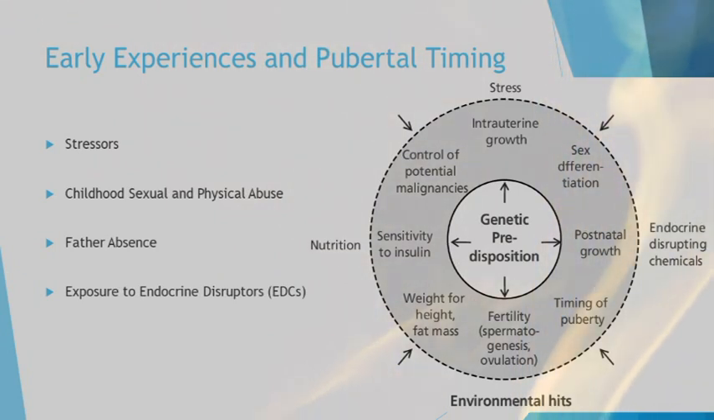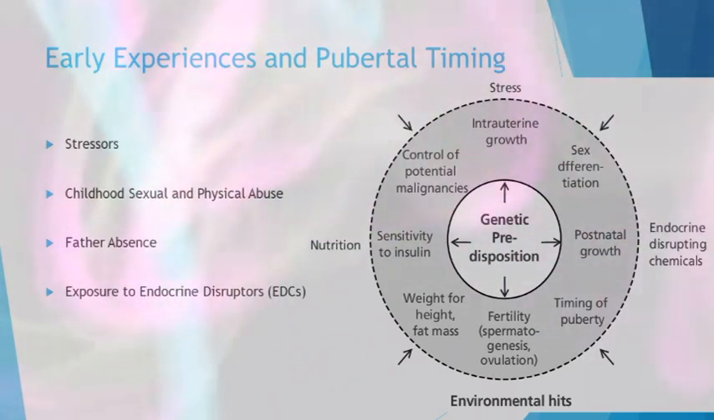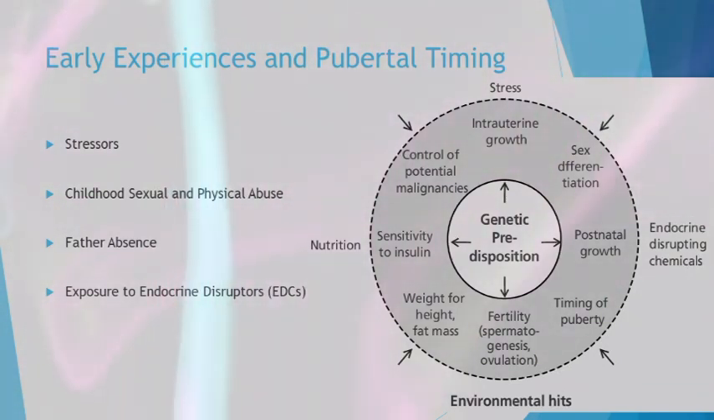And other researchers have argued that father absence during childhood may be associated with early pubertal timing in girls. The absence of a supportive father figure can impact psychosocial stress levels, potentially influencing hormonal regulation and pubertal onset. And environmental factors such as exposure to endocrine disrupting chemicals, which we've already talked about, have been implicated in altering pubertal timing as well. So there are a lot of mechanisms that seem to go on here.